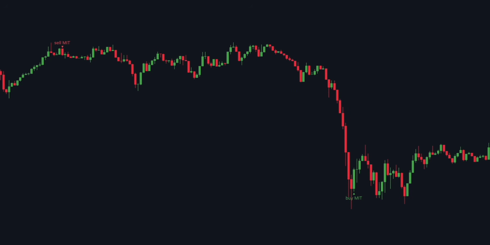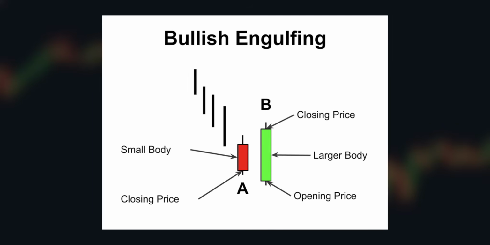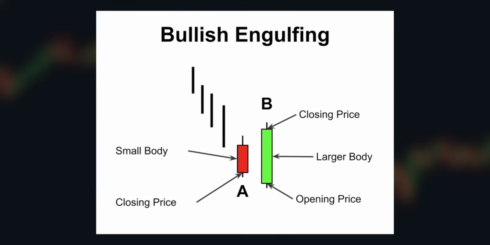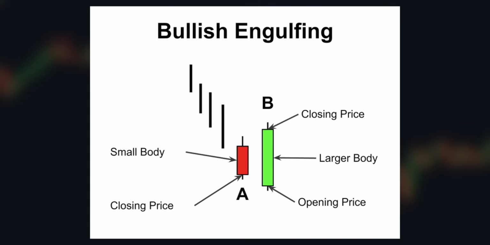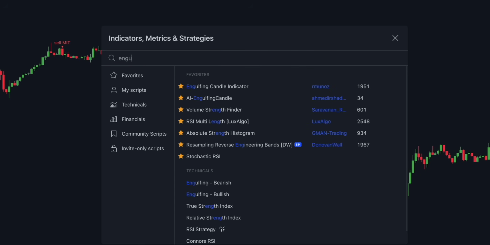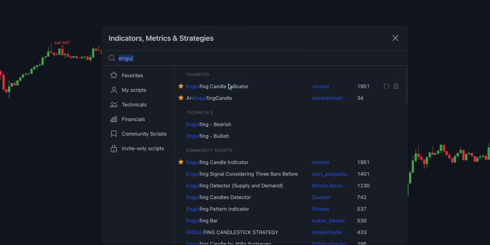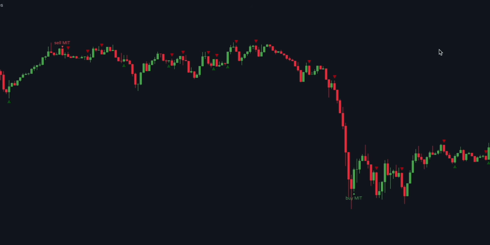These are bullish and bearish engulfing price bars. If you don't know what an engulfing price bar is, it's when the latest candle completely engulfs the candle to its left. However, if we add a regular engulfing candlestick indicator to the chart, we can see a massive difference in signals. Why is that? Well, the answer is simple.